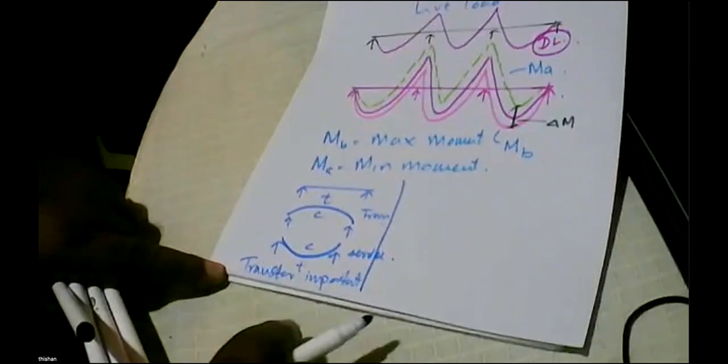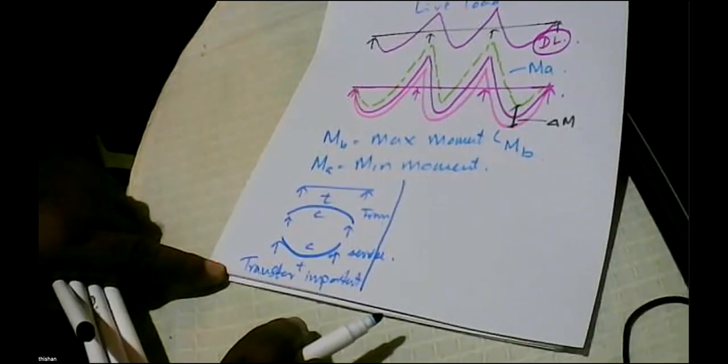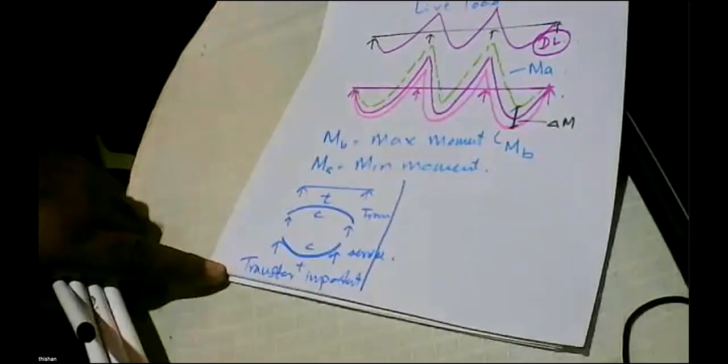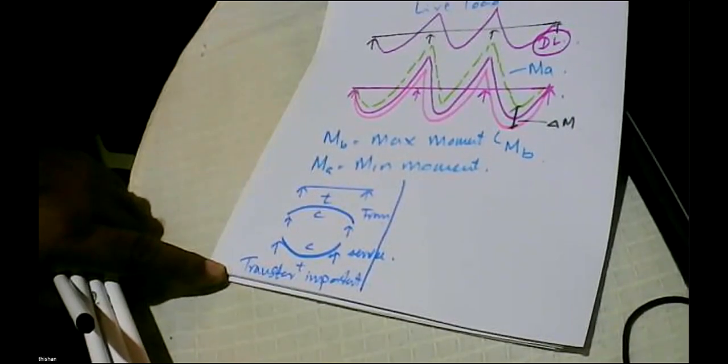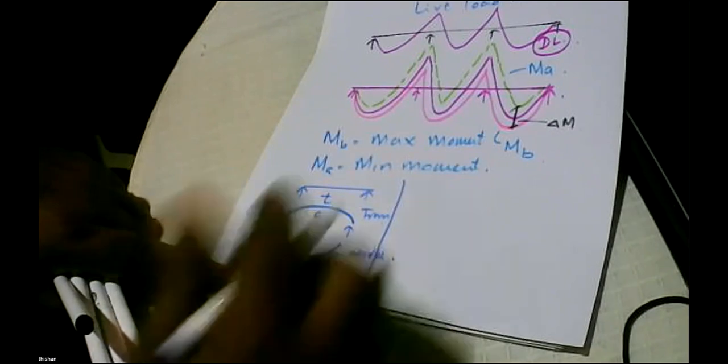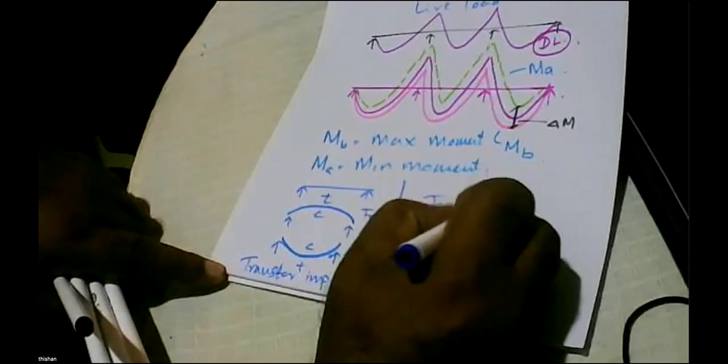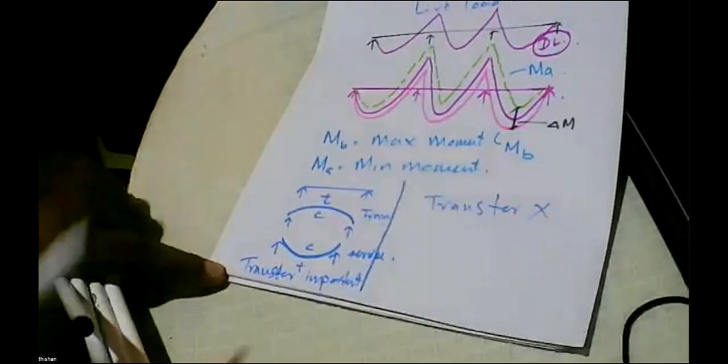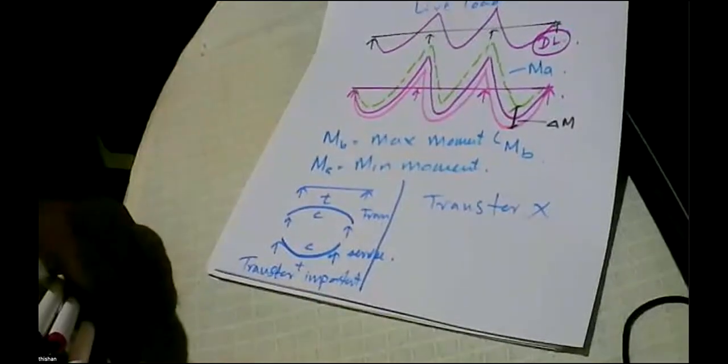Now what you can see here? Here you can see the bending moment diagram. Minimum and maximum are not governed by the dead load moment diagram. The minimum and maximum is governed by the range of the moment that you can get due to live loads. So the range of the moment is important. And transfer is not important. Transfer represents the dead load moment diagram.